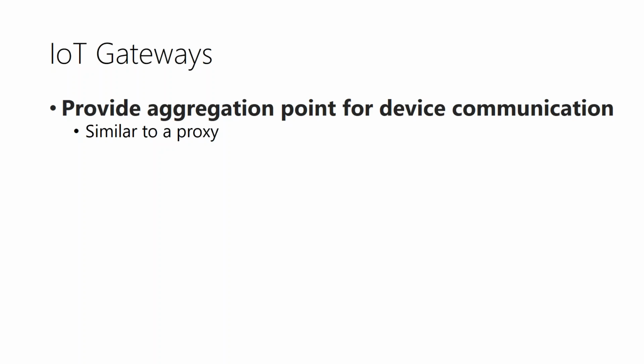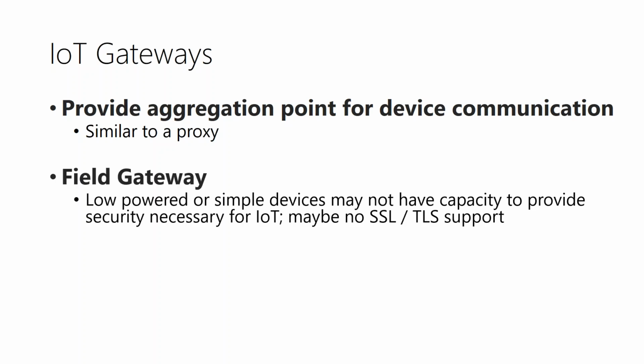When connecting multiple IoT devices in a solution, there can be times where connecting individual devices up to the cloud can be problematic. IoT gateways are built to provide a solution to this. IoT gateways can provide an aggregation point for multiple devices to connect through and communicate with the cloud. There are two types of gateways that can be used.